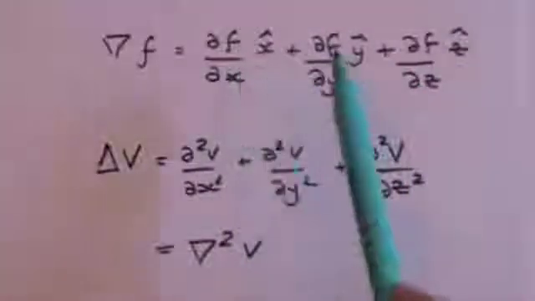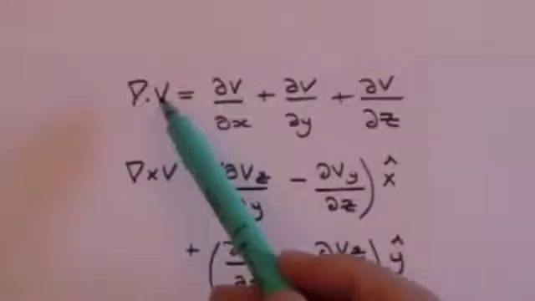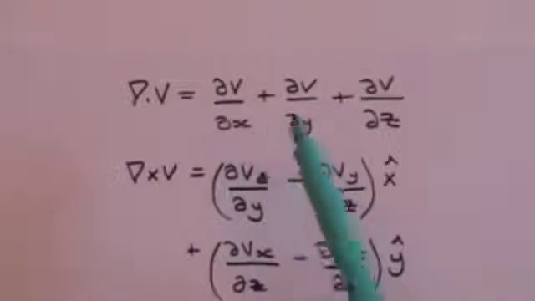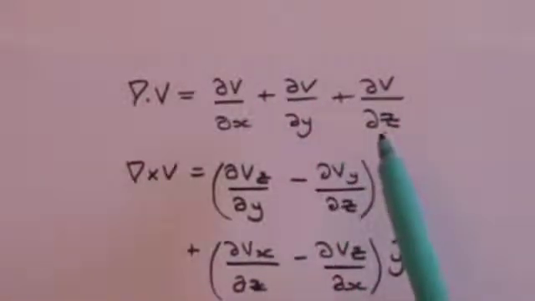So you're looking at the rate of change of temperature in each of the coordinates. Del dot v is known as the divergence of a vector v. And it's simply d by dx of the vector plus d by dy of the vector plus d by dz of the vector.